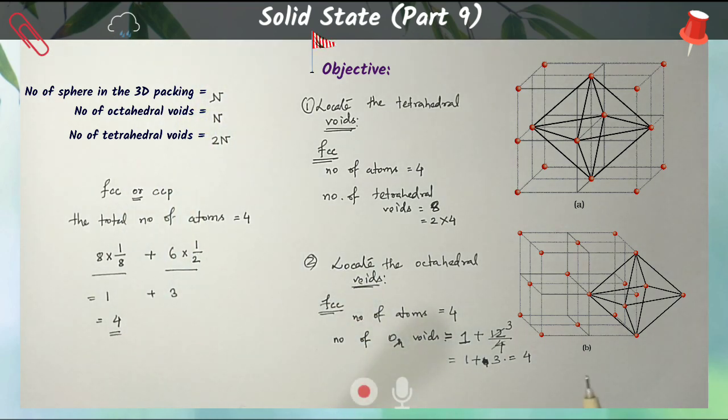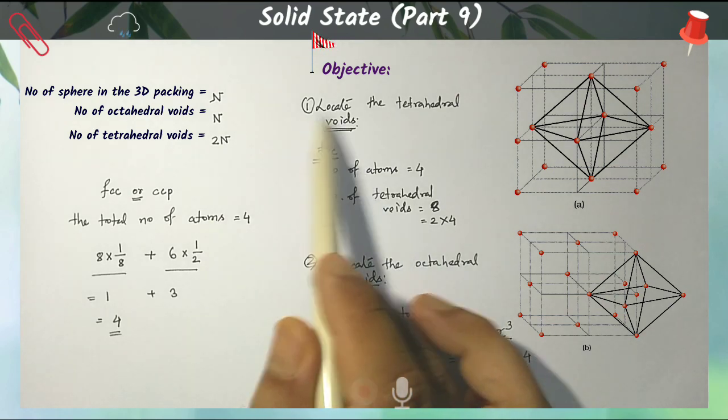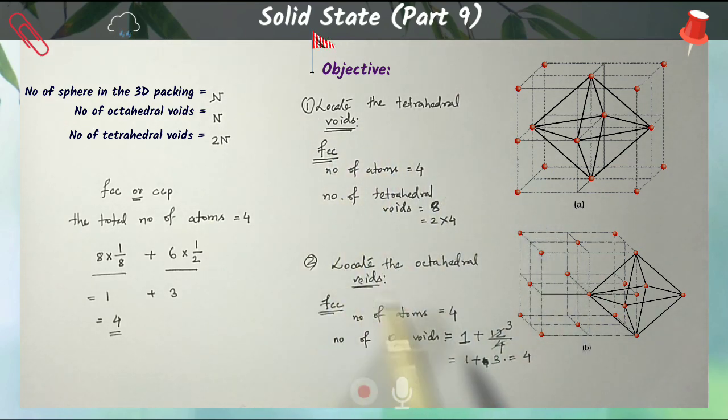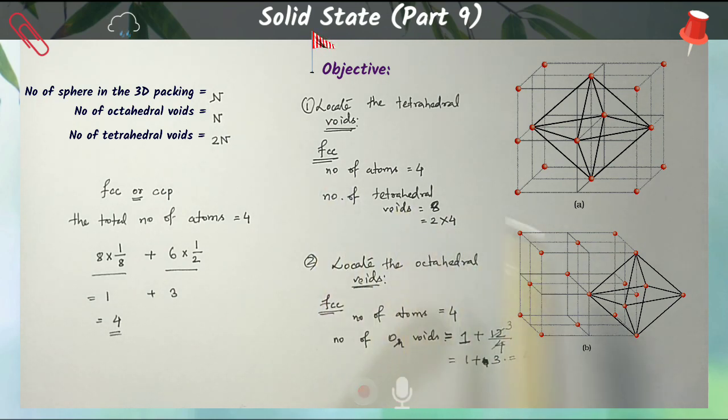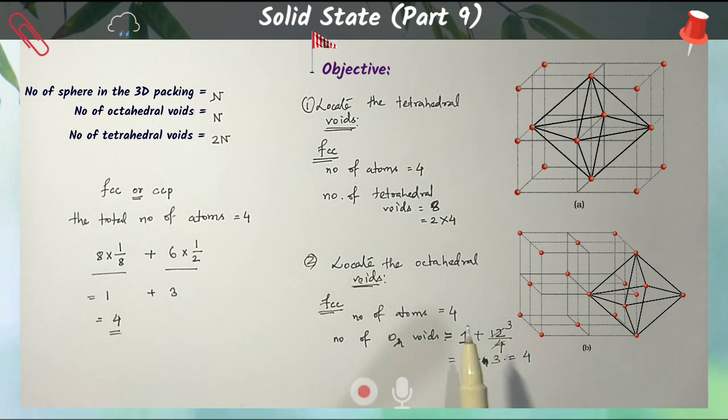Understand? So in this class we first located the tetrahedral voids, and also located the octahedral voids. Additionally, we also calculated the number of tetrahedral as well as octahedral voids. Hope you understand these calculations. In the next class we are going to discuss the packing efficiency of different unit cells, which is very important for your exam.